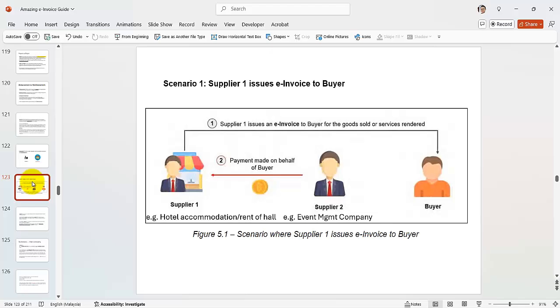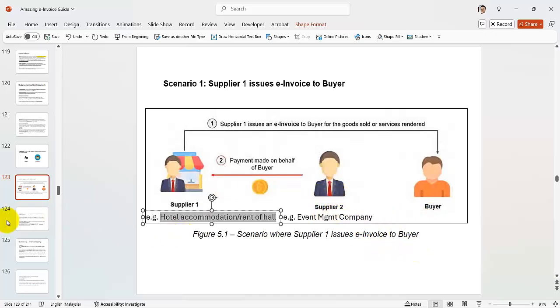Another example will be here. There are two suppliers: the event management company and the hotel management. Supplier one issues an e-invoice to the buyer. But who pays? Supplier two pays. So it is not the buyer who pays. If the buyer pays directly, it's called a disbursement. But if the supplier pays on behalf of the buyer first, then supplier two will later go and reimburse from the buyer.